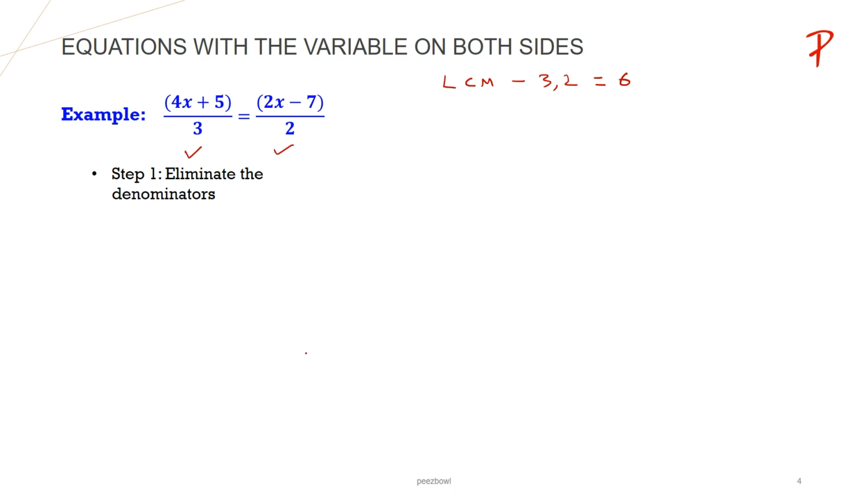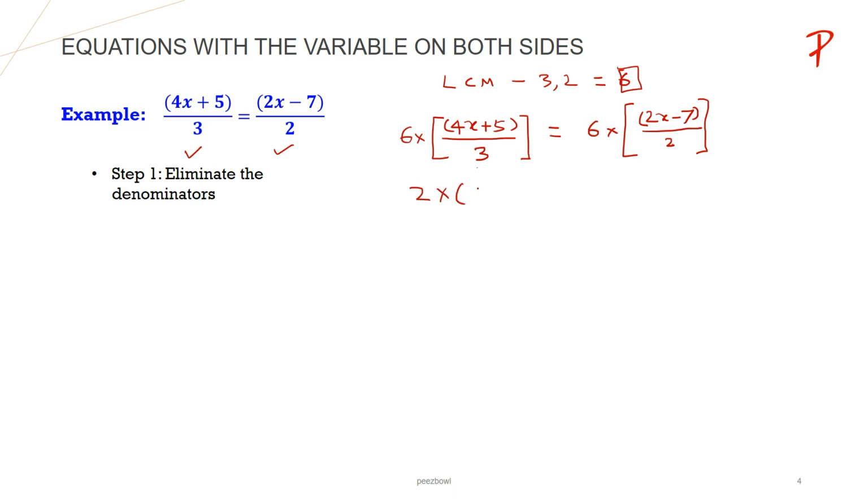Now let us multiply both sides by LCM of 3 and 2, that is 6, right? I will write it down here. 6 multiplied by (4x plus 5) divided by 3 is equal to 6 multiplied by (2x minus 7) divided by 2, right? When 6 is divided by 3, we get 2. So this gives 2 multiplied by (4x plus 5). And when 6 is divided by 2, we get 3. So in the right hand side, we have 3 multiplied by (2x minus 7), right?